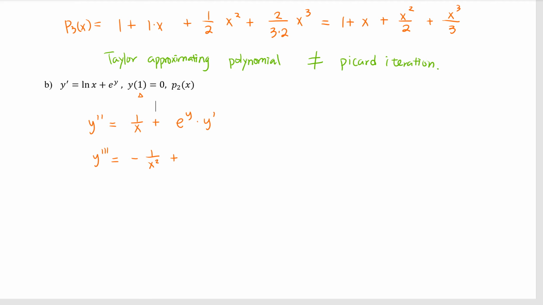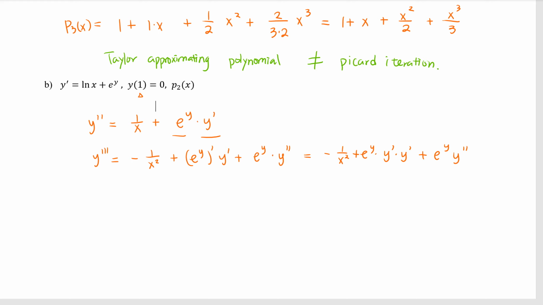And then this guy is going to use the product rule: first guy prime times second guy plus first guy times second guy prime. The derivative of e to the y is e to the y times y prime, and there's another copy of y prime. That's e to the y times y double prime. So far, so good, everybody?